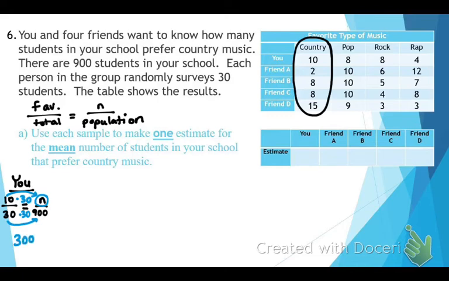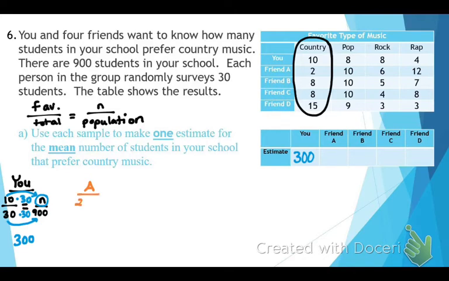300. Now I'm going to take that and put it over here in the box because we are estimating that about 300 students in your school are going to prefer country music. Now let's go on to friend A. Emma, how many people did friend A discover liked country music?